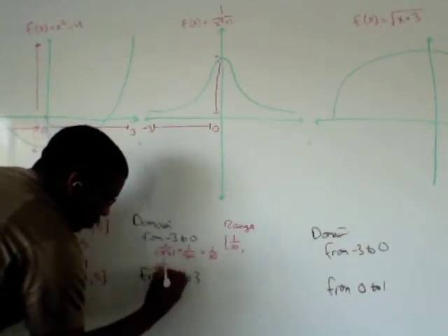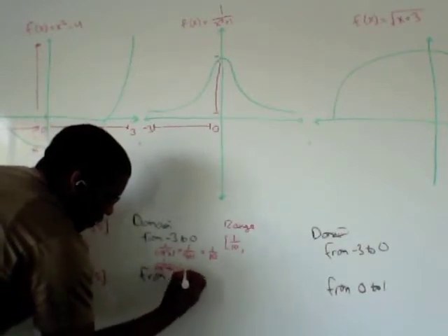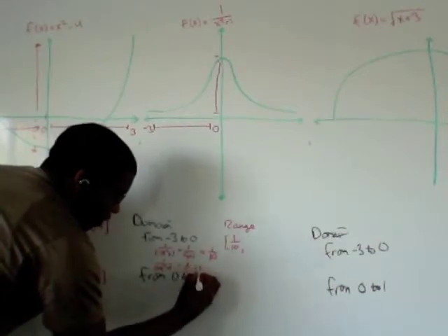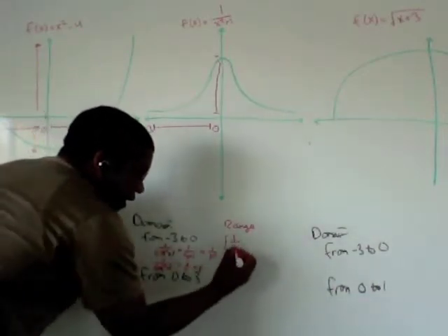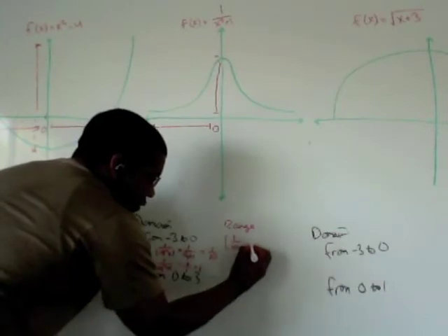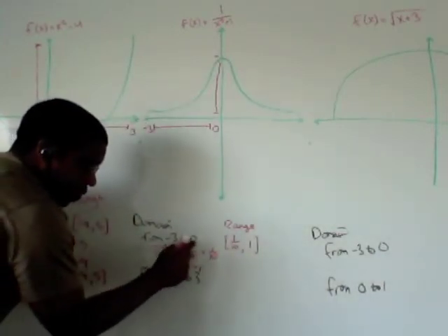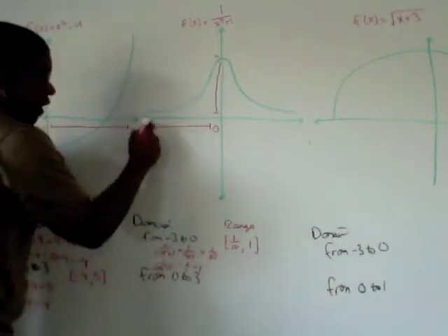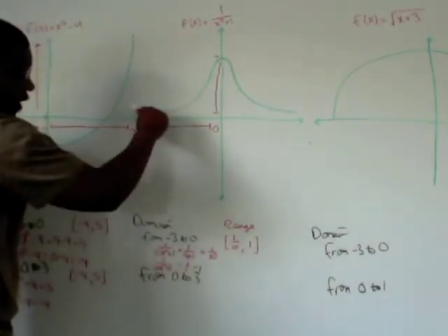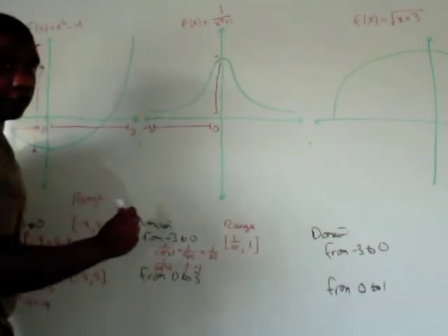So 0 squared plus 1. That's going to be 1 over 1, which is going to be 1. So the range on this guy is 1/10 to 1 with x values with a domain of -3 to 0. So from -3 to 0, our values are 1/10 to 1.